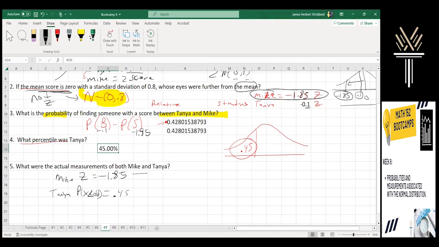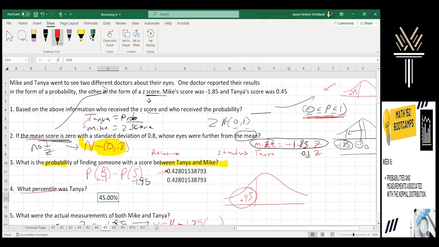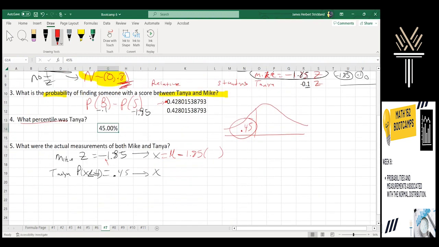So we need to go from z to x, and we need to go from p to x. We talked about both of these earlier, actually. We did the chart, right? To go from z to x, we're going to say x equals our average. In this case, it's a negative, so minus our z times the standard deviation. Our standard deviation is, right here, 0.8. And that will be our actual measurement from the z.